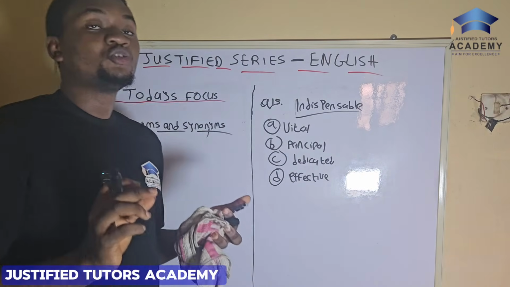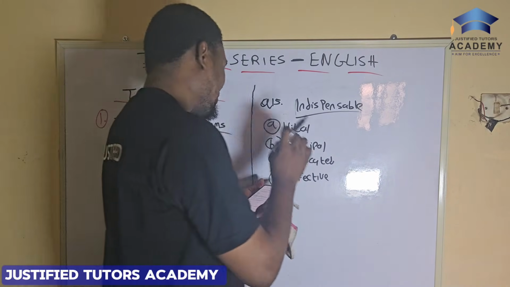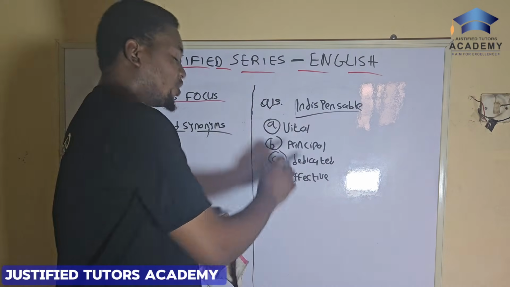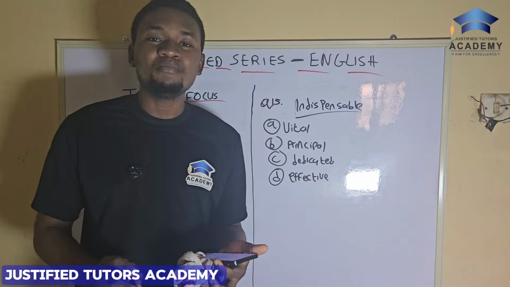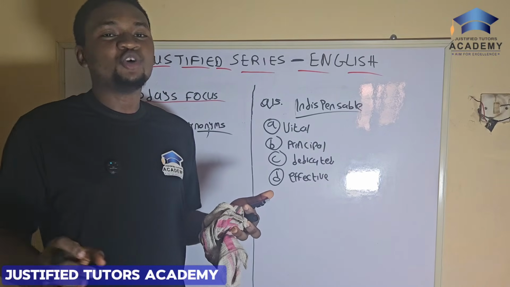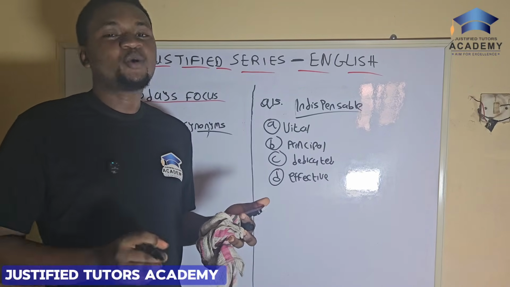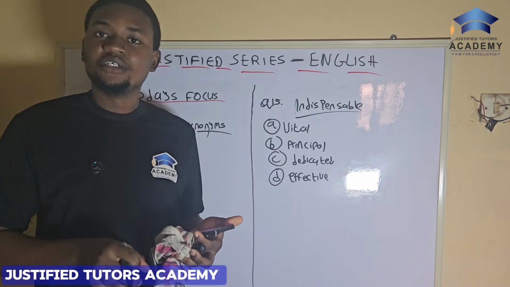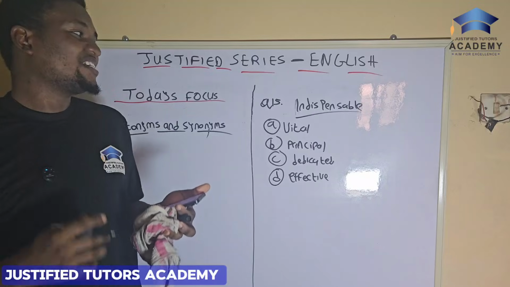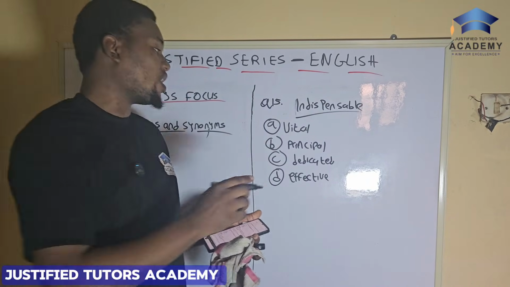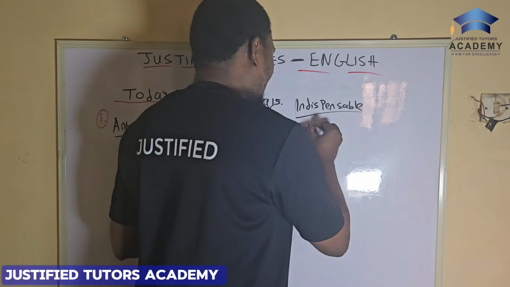Now, according to the question, BC has become an indispensable member of staff. This simply means that BC has become somebody that the company cannot just throw away like that. You get. She has become an important factor in the company. So the nearest meaning to that particular word, indispensable, is vital. Are you getting me?